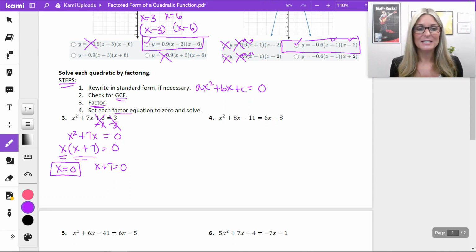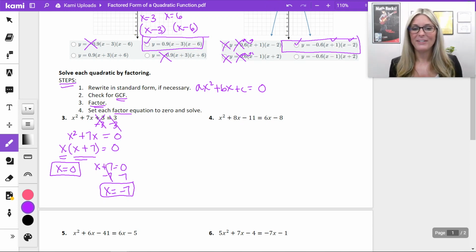On the second one, x plus 7, subtract the 7 from both sides. Our other x-intercept is negative 7. So solving number 3 by factoring, our x-intercepts would be at 0 and negative 7. If I graphed the related function, I would see that.